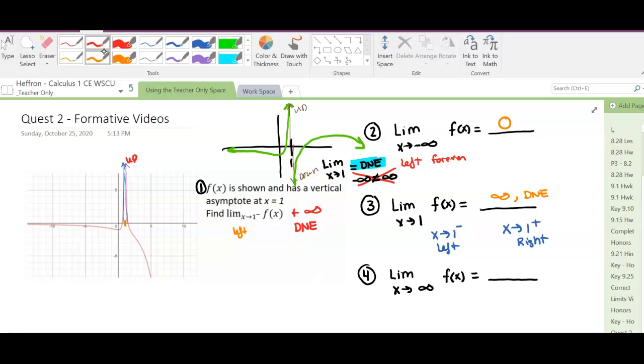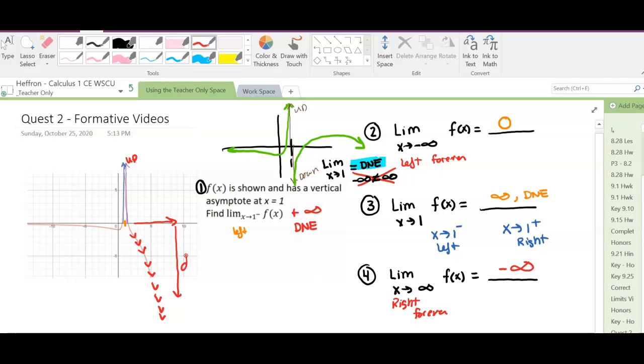And in this case, the last question, number 4, as x approaches infinity, well, that's right forever now. As we go to the right forever, our graph goes down forever. And so this would be negative infinity, because we're going down to negative infinity. And you could also say does not exist, because negative infinity can't ever be reached.